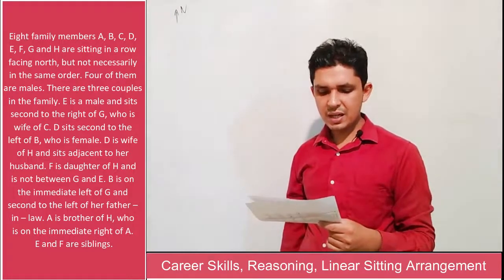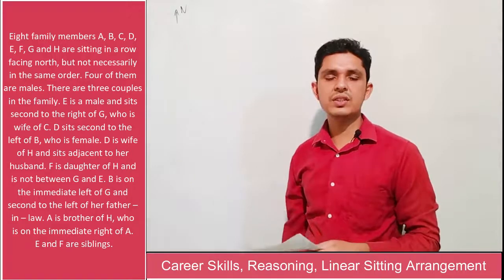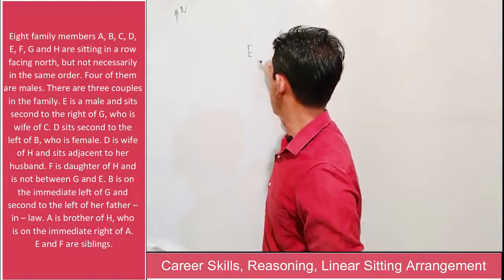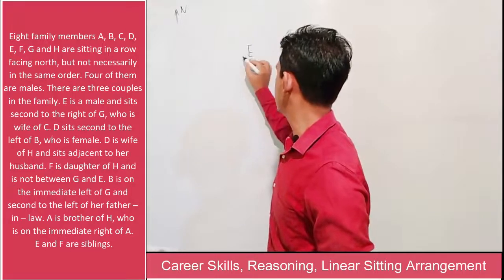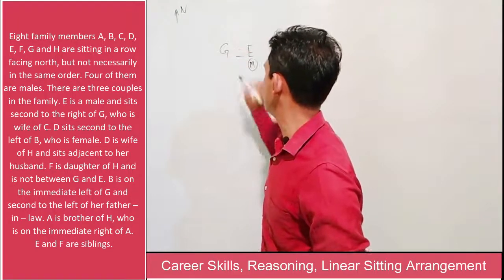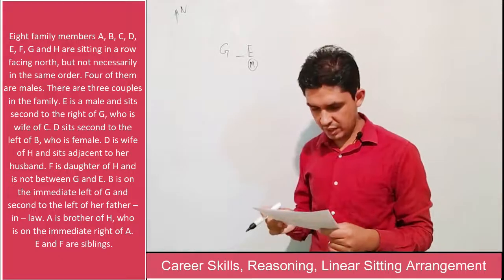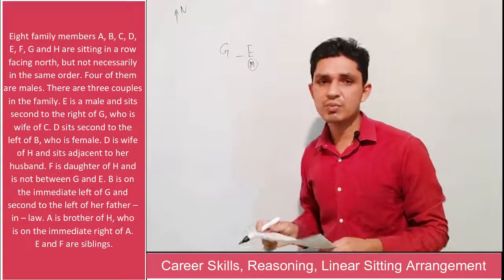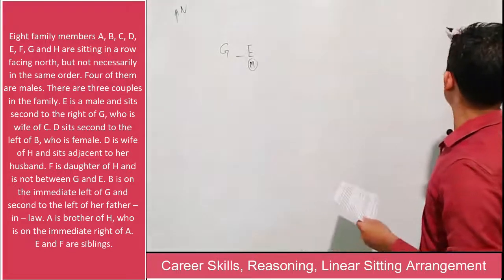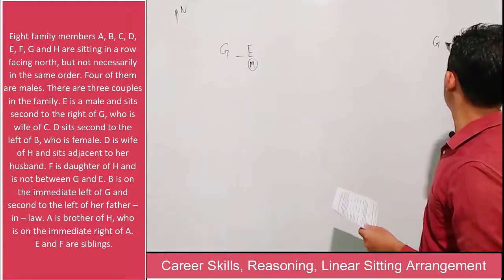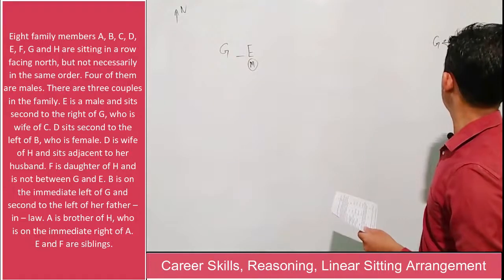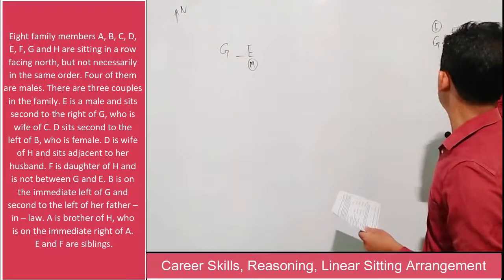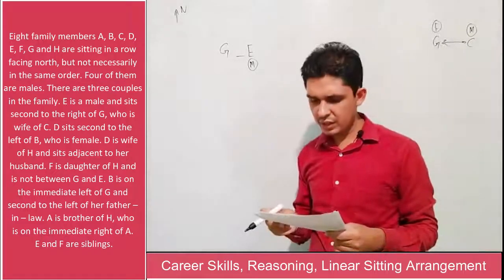E is a male and sits second to the right of G. So we can write it as E is a male and sits second to the right of G. That means we can write like this, right? Thereafter, G, who is the wife of C. That means we can write separately, G, who is the wife of C. That means G is the wife, so G will be female and C will be a male, right?